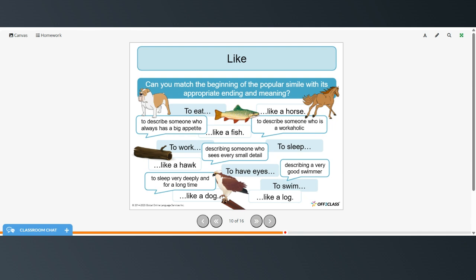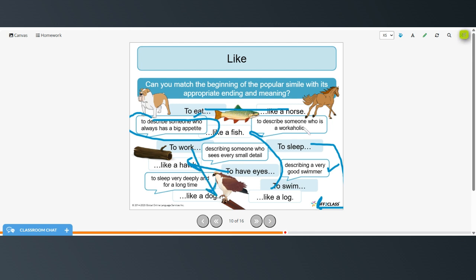Now try to match the beginning of the popular simile with its appropriate ending and meaning. So to eat like a horse is to describe someone who has a big appetite. To swim like a fish is someone who's a very good swimmer. To sleep like a log is to sleep very deeply for a long time. To have eyes like a hawk is describing someone who sees every small detail. And to work like a dog means someone who is a workaholic.